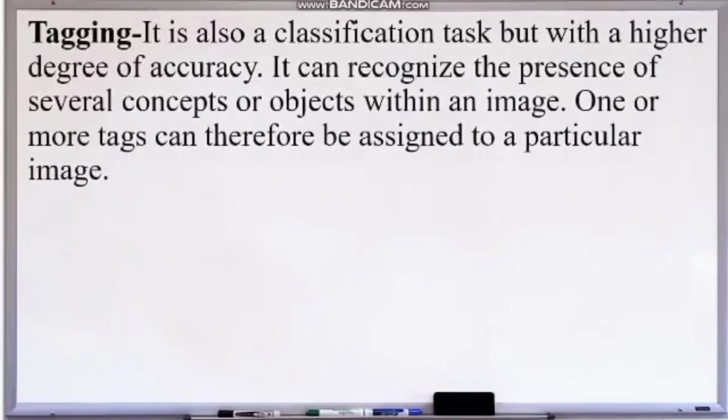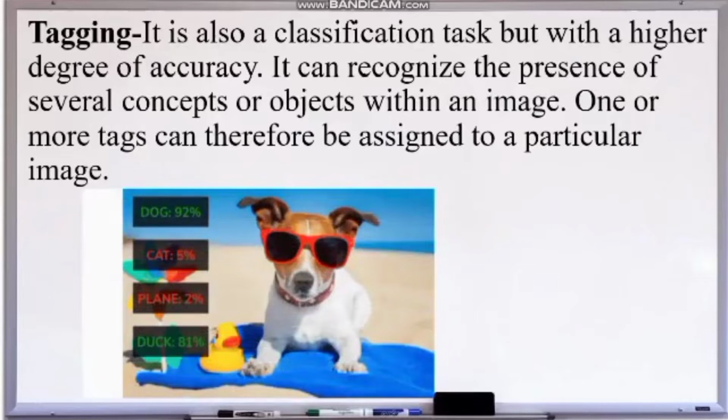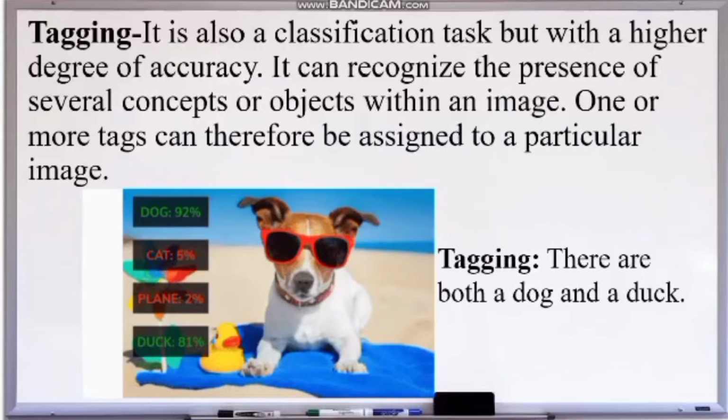The next one is tagging. It is also a classification task but with a higher degree of accuracy. It can recognize the presence of several concepts or objects within an image. One or more tags can therefore be assigned to a particular image. This is the example of tagging. There are both a dog and a duck.